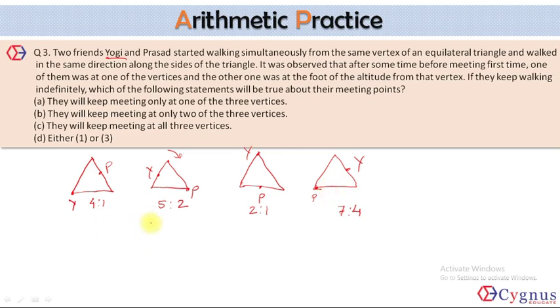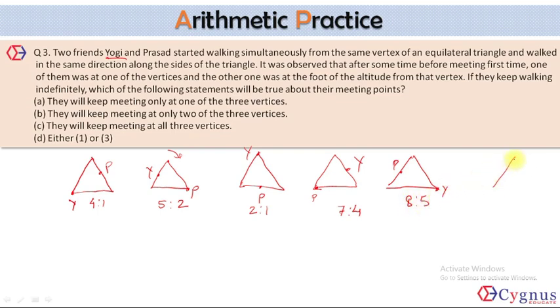What else? We have already calculated 4:1, 5:2, 2:1, 7:4. Is there any other case left? Let's see. This is a triangle. Maybe I'll say that Yogi will reach here. And by that time Prasad will reach here. So Yogi has covered one complete triangle, that means 6 plus 2, 8. And Prasad has covered 2 plus 2 plus 1, 5. So the ratio becomes 8:5.